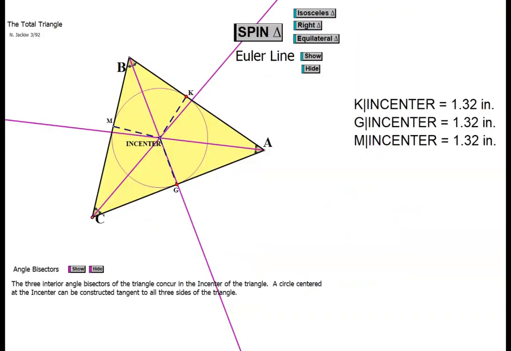This is a drawing in Geometry Sketchpad that's meant to show you this. Here I have all the angle bisectors drawn in, and you can see all of them are meeting at the incenter here. And there is our inscribed circle that I just highlighted. These dashed blue lines are the radii of that inscribed circle, and you'll see that from the incenter to K, from the incenter to M, and from the incenter to G, it's always the same length. And you can see those lengths measured over here.